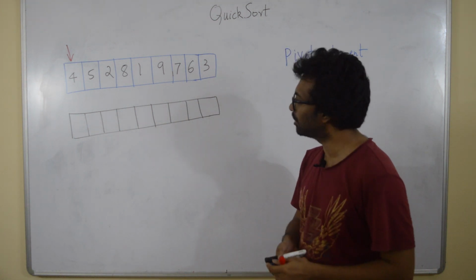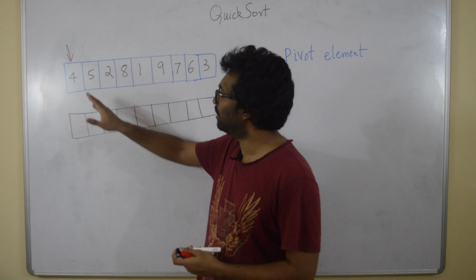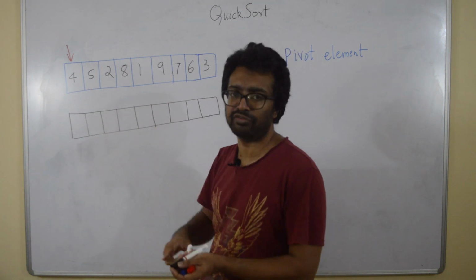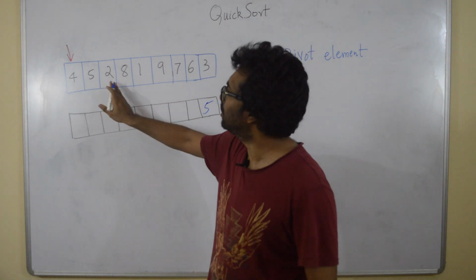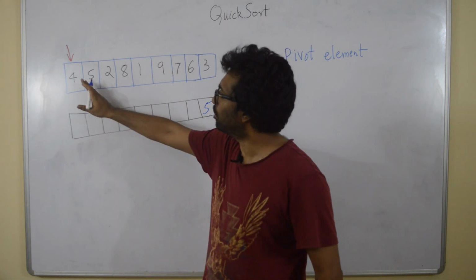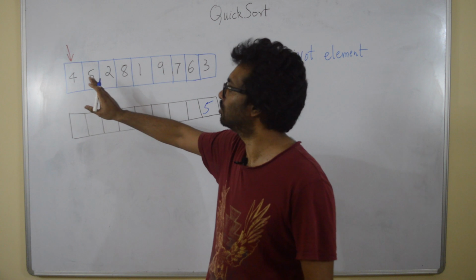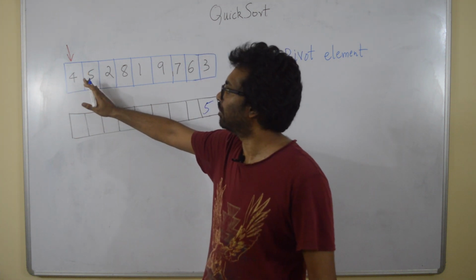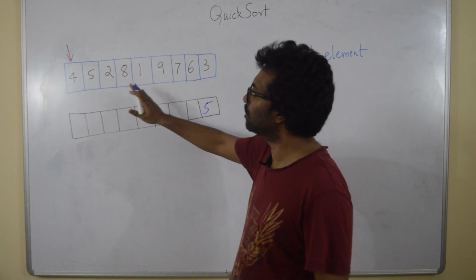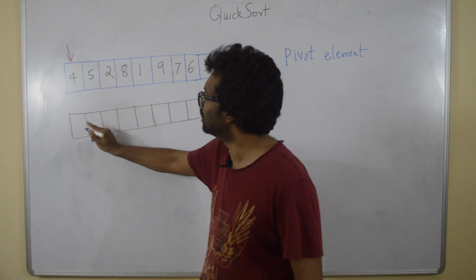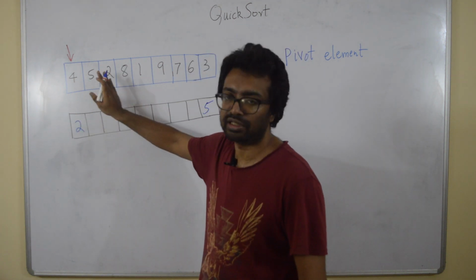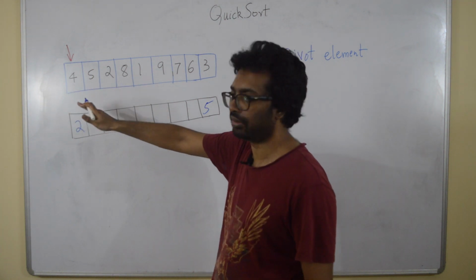That's our aim. Okay, so I see 5, which is greater than 4, so I'm going to copy it to the last. Then I see 2. That's what I'm saying: 4 is my pivot, and if I see anything greater, I just copy it to the last. If I see anything less, I copy it to the beginning. So 2 is less than 4, so I copy it to the beginning.